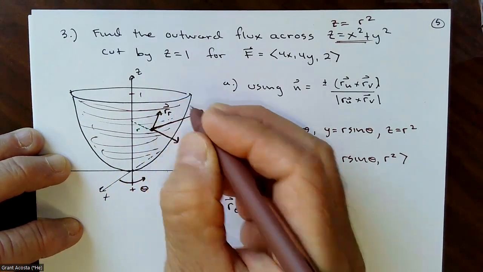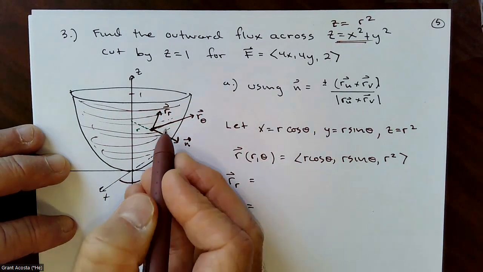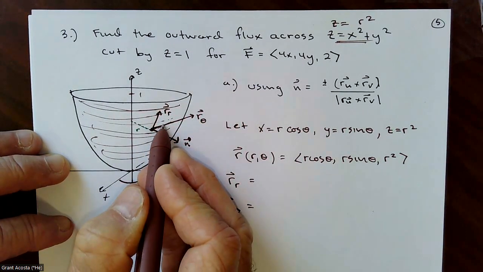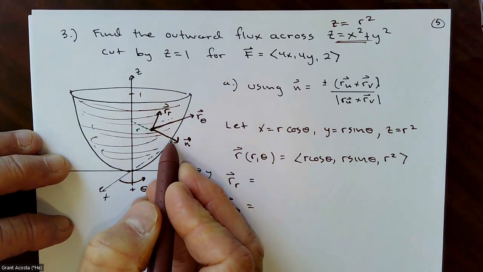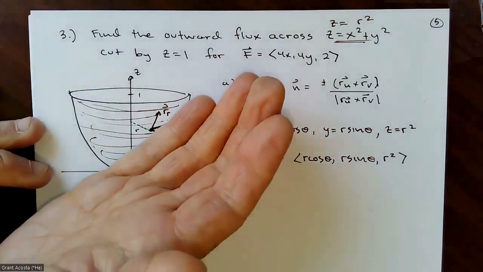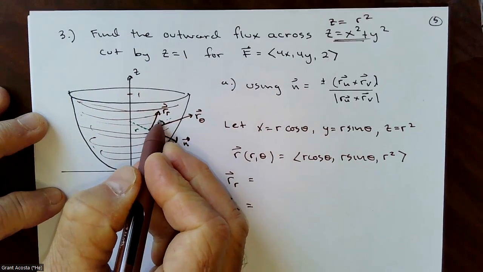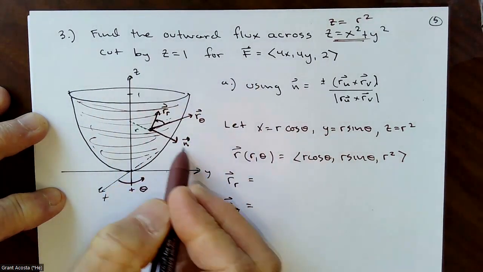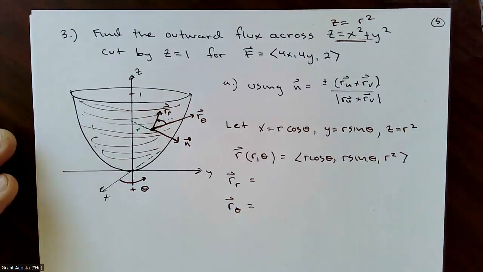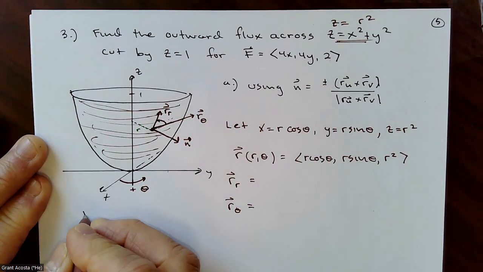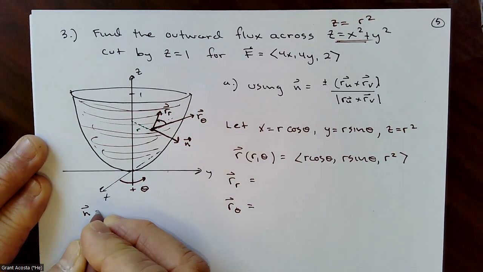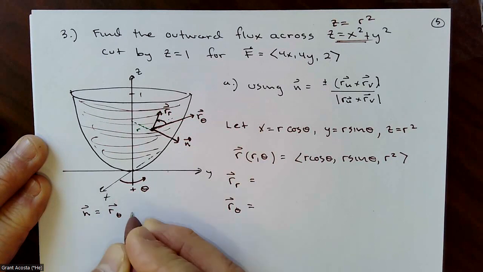That's r sub r. So to get a cross product that's going to be pointing outwards, the direction you'd want to cross it is r sub theta crossed with r sub r. If you pull r sub theta into r sub r with your right hand, your thumb's going to be pointing outward. So I'll just write it down so we don't forget: r sub theta crossed with r sub r.